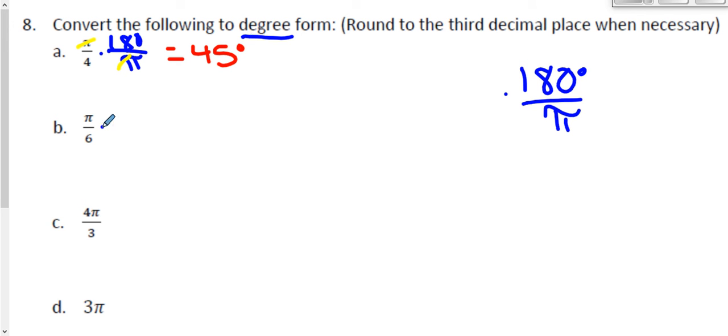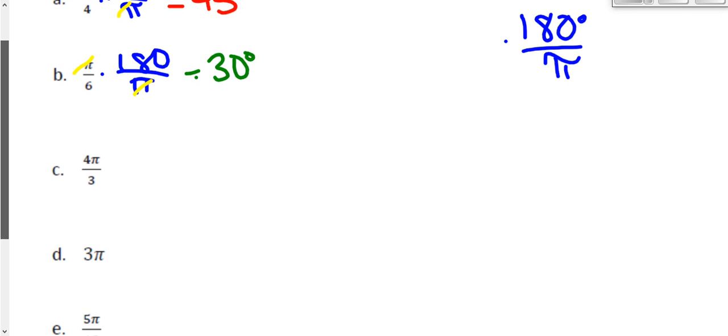Let's try that with this one. We're going to multiply it by 180 over pi. Again, my pi's will cancel, so now all we have to do is 180 divided by 6, which is 30 degrees. It says over here, round to the third decimal place when necessary. None of these will actually have to be rounded. They all work out pretty nicely.